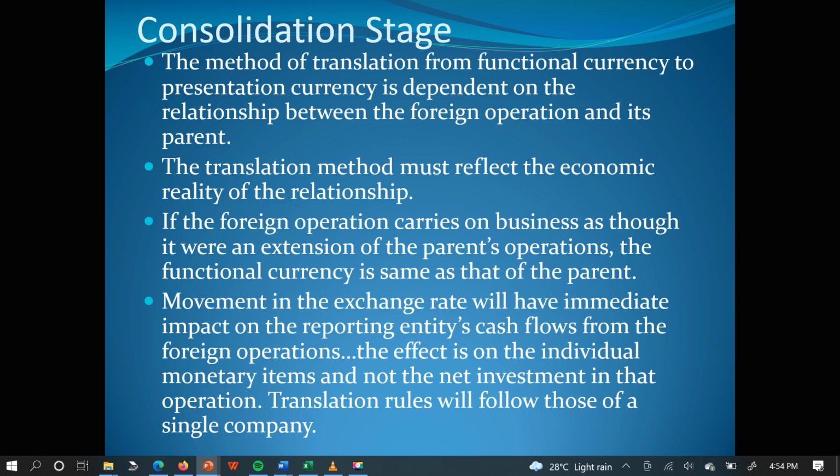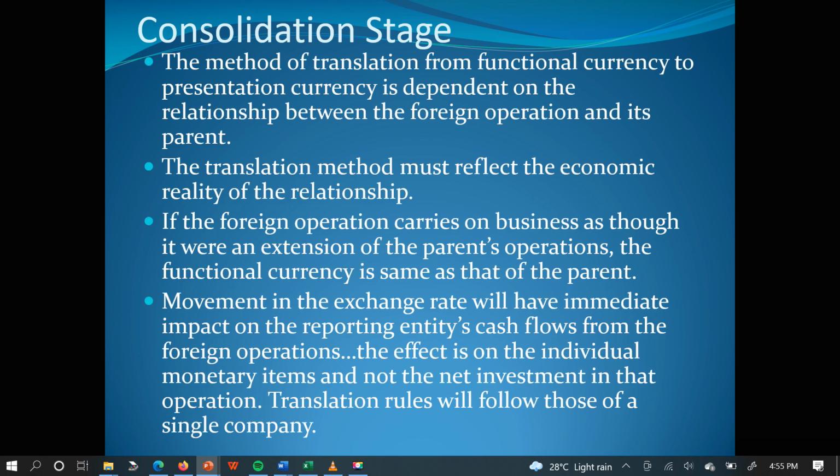So just know that the method of translation from functional currency to presentation currency is dependent on the relationship between the foreign operation and its parent. And the standard defines that if the entity is a parent and there is a subsidiary, but the subsidiary has some kind of control, it is not fully dependent on the parent, then its functional currency will be different from that of the parent.